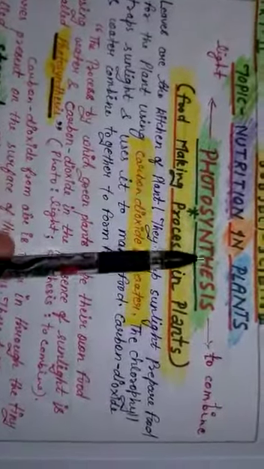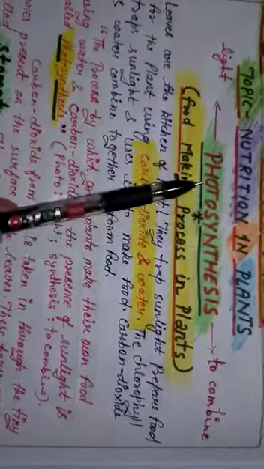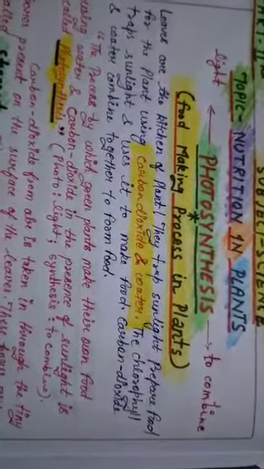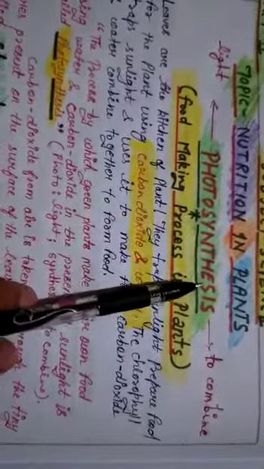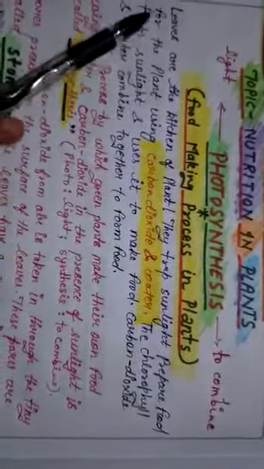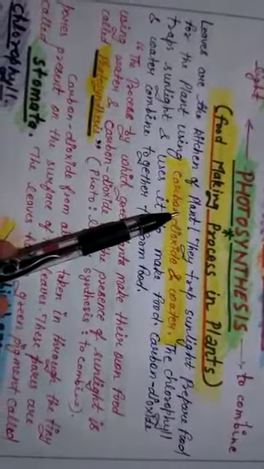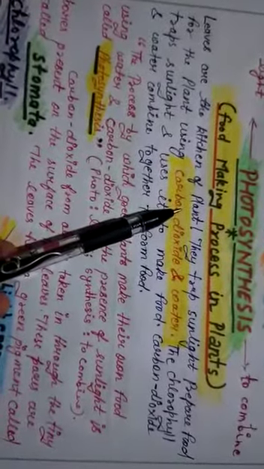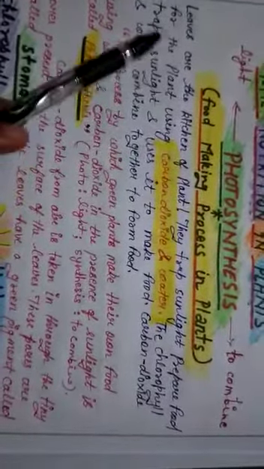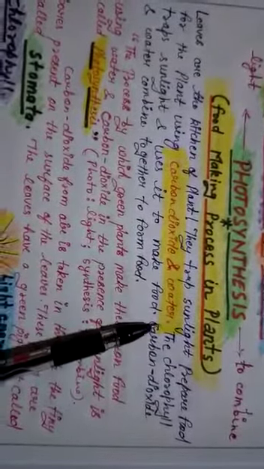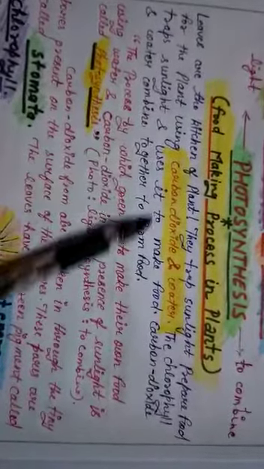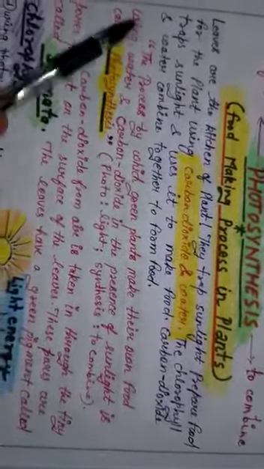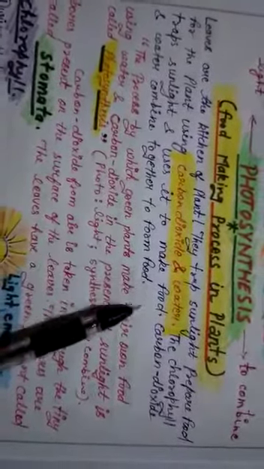Here photosynthesis consists of two words, that is photo and synthesis. Photo means light, synthesis means to combine. So leaves are the kitchen of plant. Leaves are the food factory of plant. They trap sunlight, prepare food for the plant using carbon dioxide and water. The chlorophyll traps sunlight and uses it to make food. Carbon dioxide and water combine together to form food.